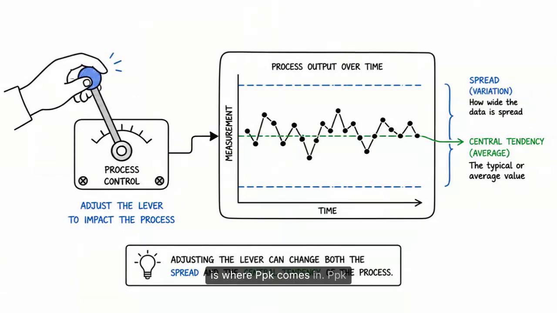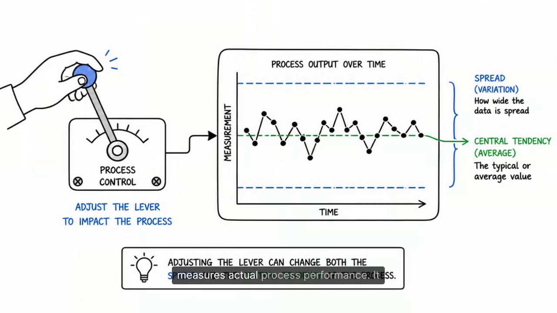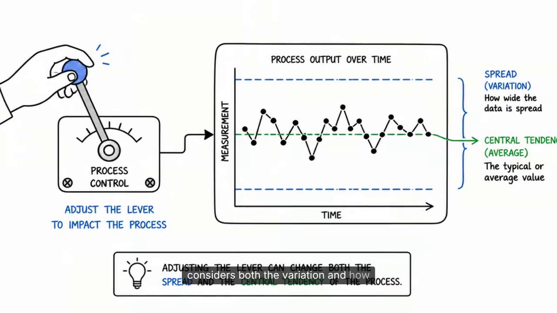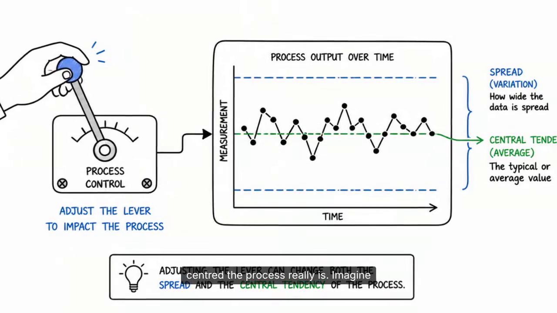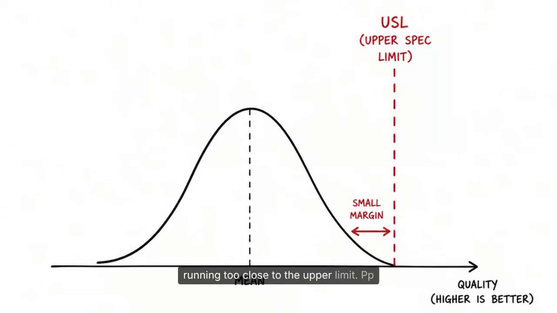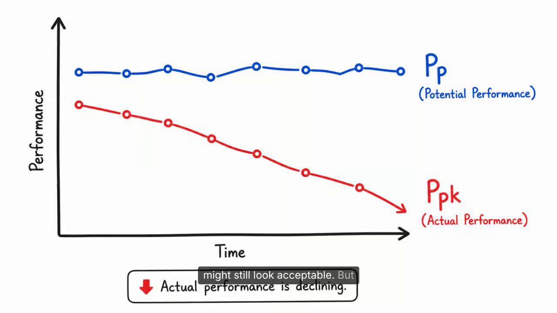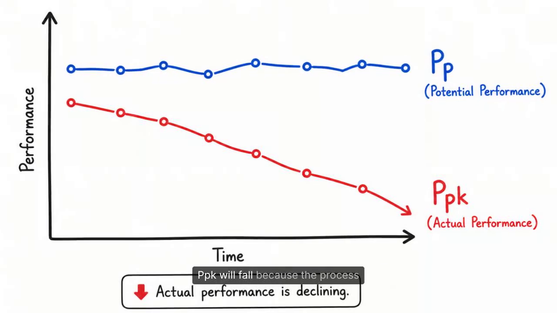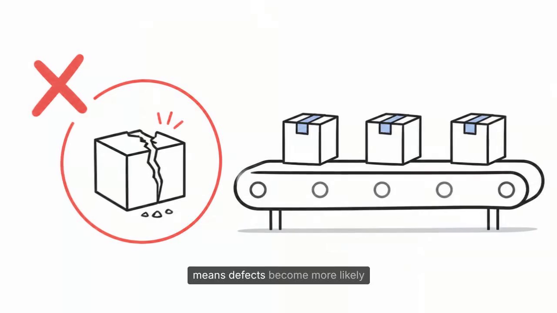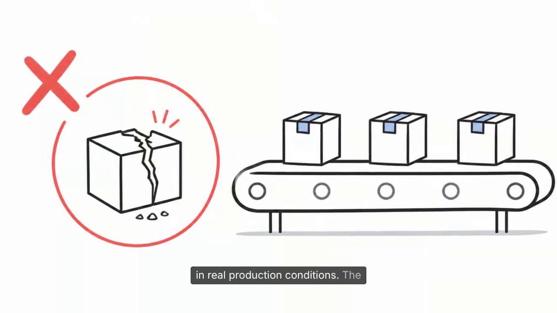That is where Ppk comes in. Ppk measures actual process performance. It considers both the variation and how centered the process really is. Imagine a process with decent variation but running too close to the upper limit. PP might still look acceptable, but Ppk will fall because the process is not properly centered. That means defects become more likely in real production conditions.